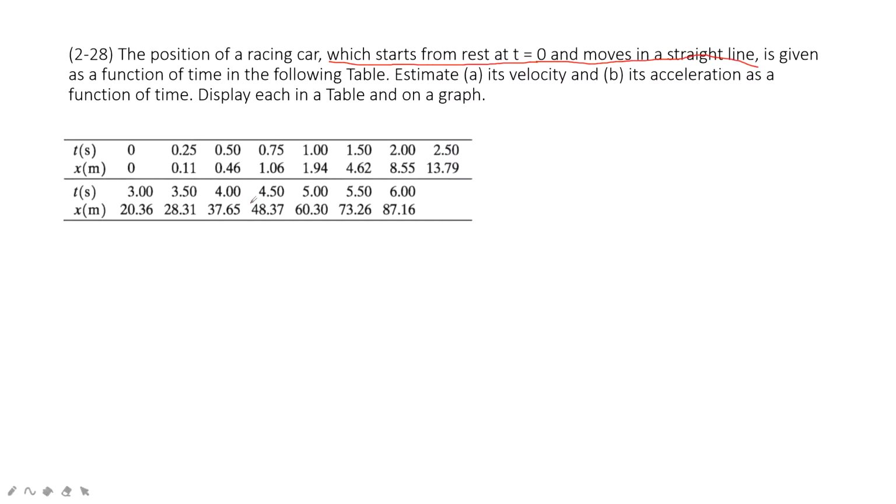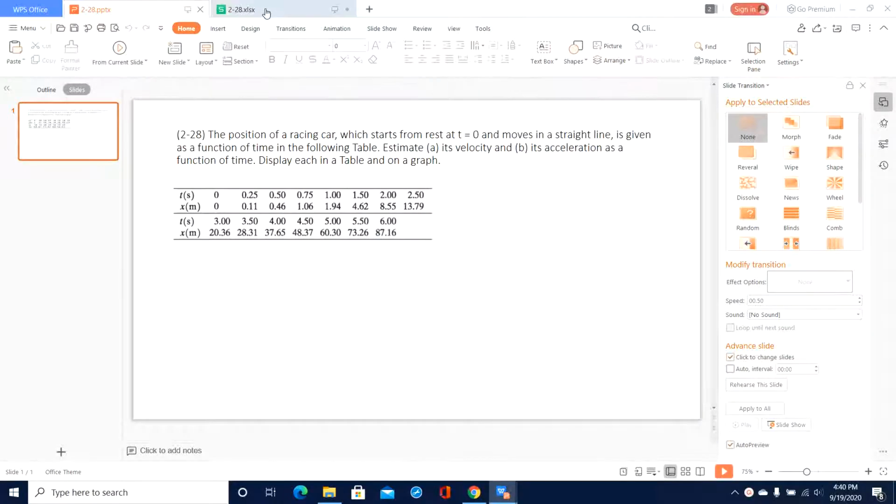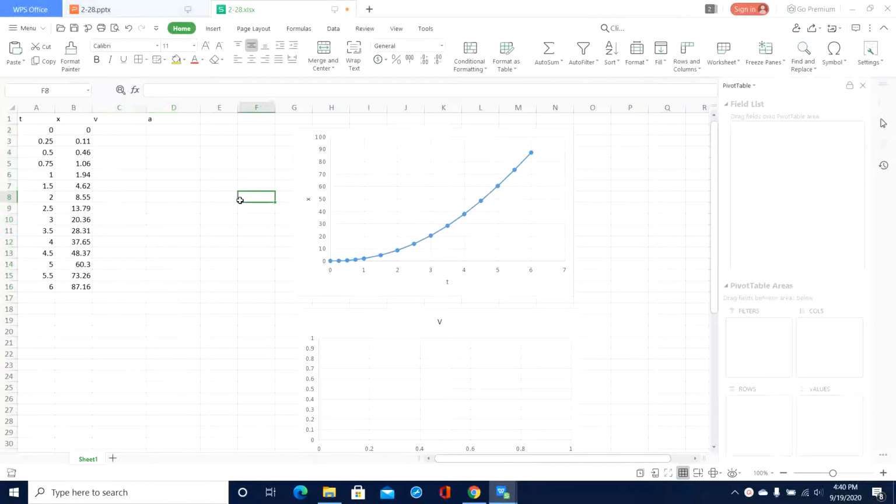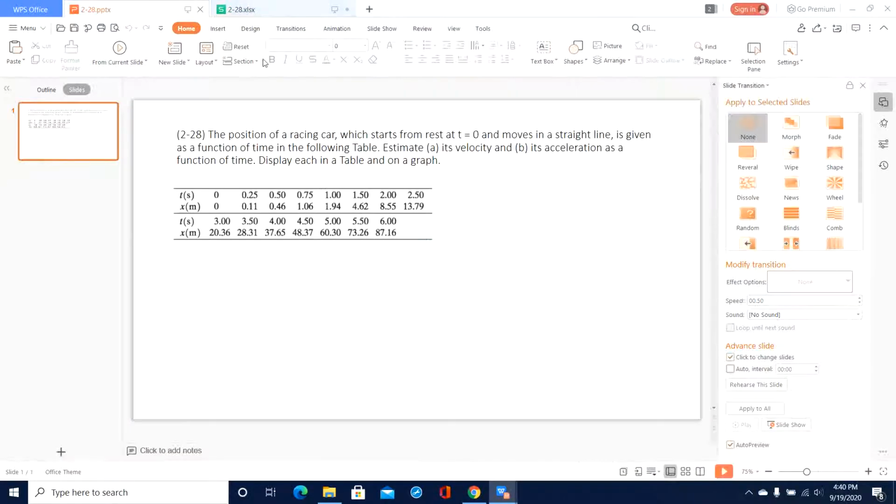So this one, it gives us a table. We need to find its velocity and acceleration. There, I would like to explain that in the Excel. So then we can see in this Excel, this is the time t, this is the displacement. We just copy the numbers there and there.